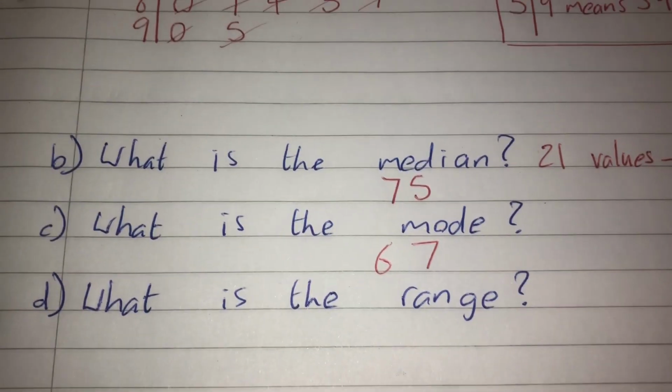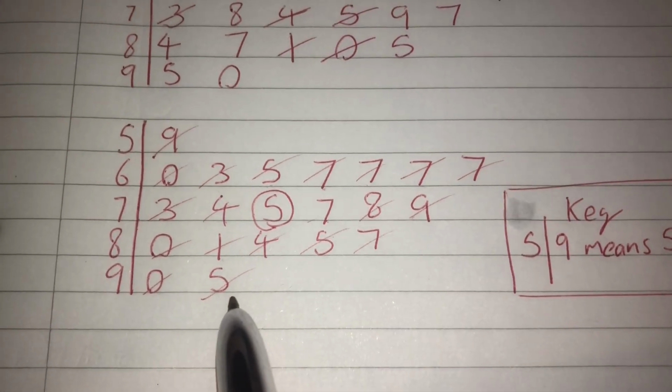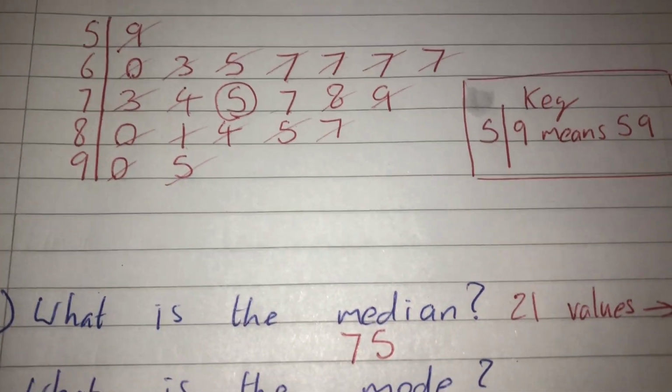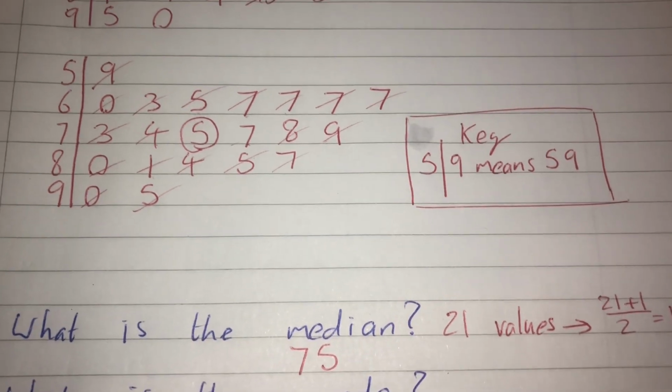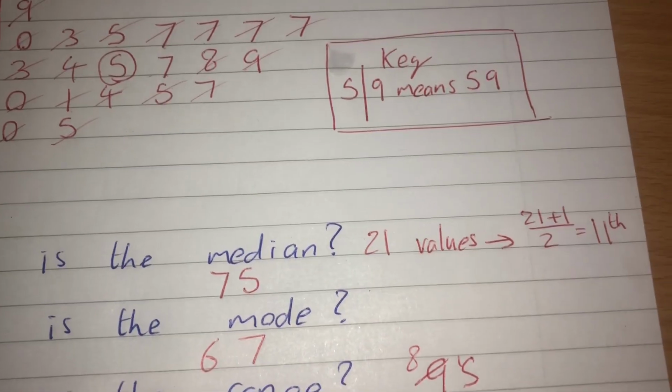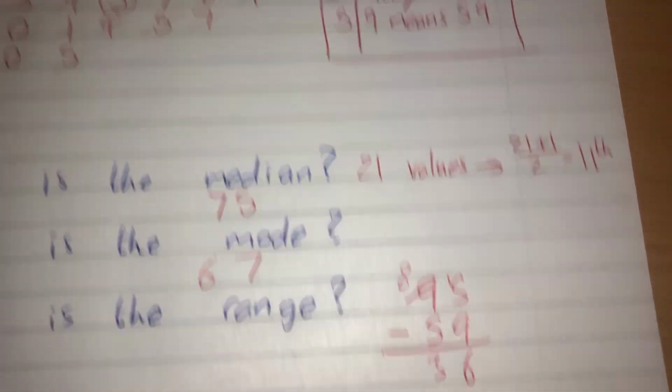And the last thing is the range. So the range is just the biggest take away the smallest. And again, why it's easy to calculate that from a stem and leaf diagram is because the numbers are put in order. So it's 95 take away 59, so 36.